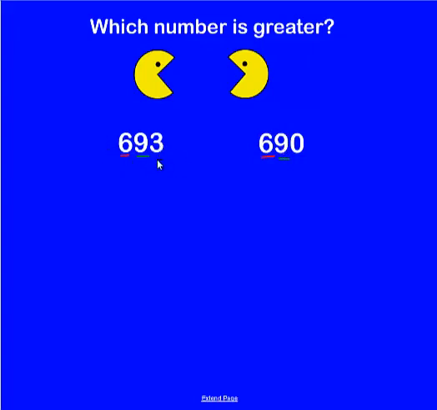So you move over to the next place value. We have a 3 in the 1s place and a 0 in the 1s place. Which digit is larger, a 3 or a 0? If you said a 3, you are correct. So in this case, Pac-Man is going to want to eat 693 because it is greater than or larger than 690. So Pac-Man would come down here so he could eat that number.